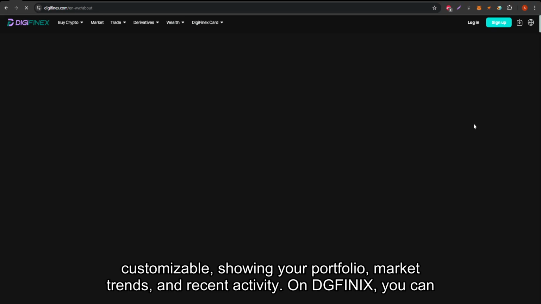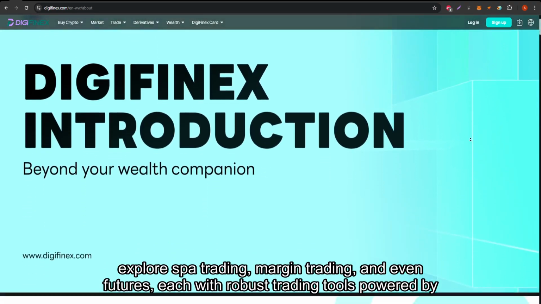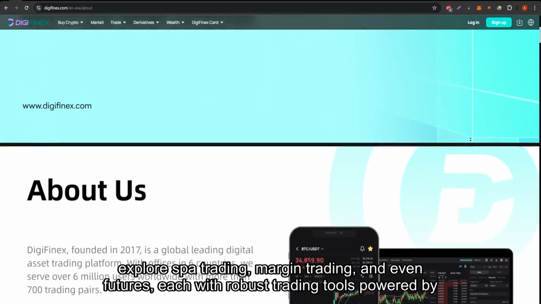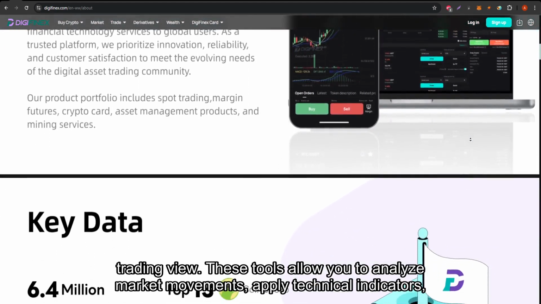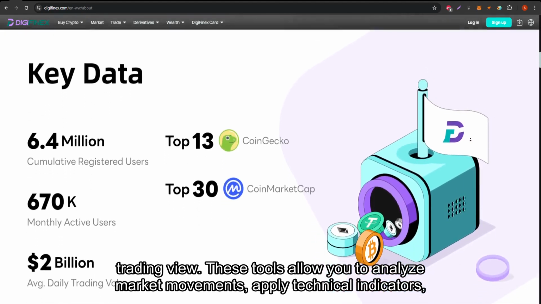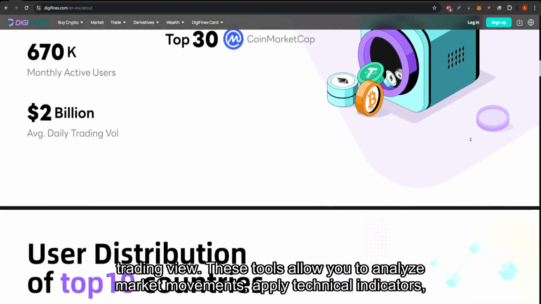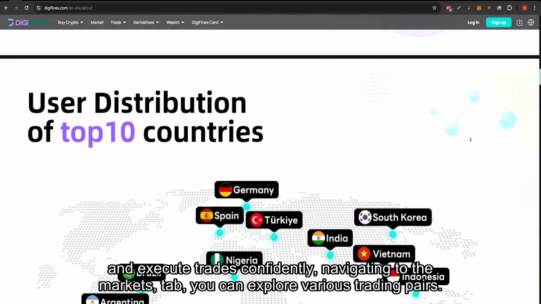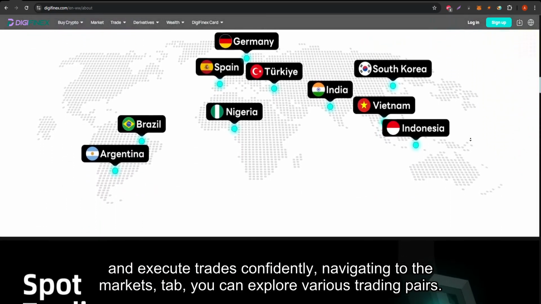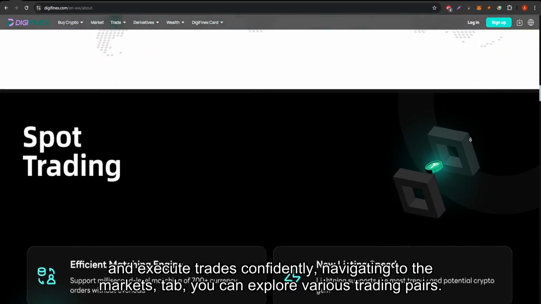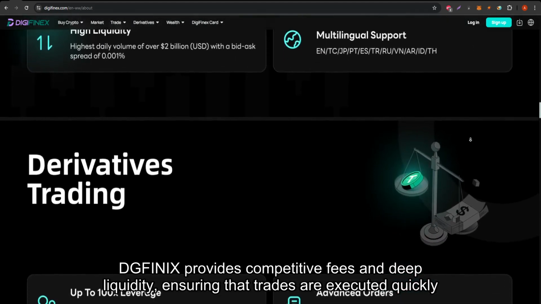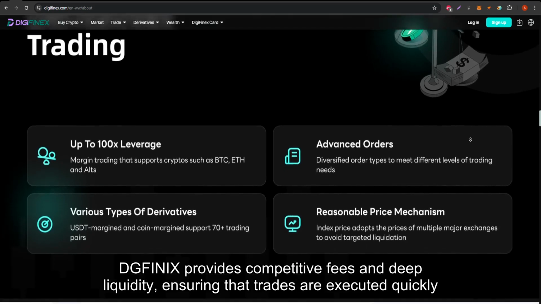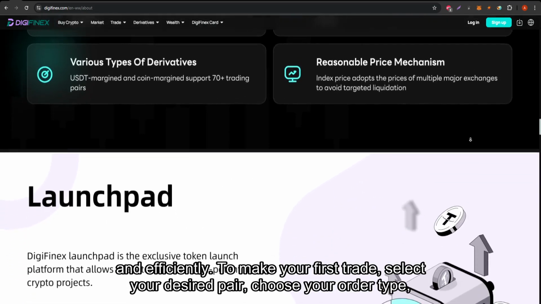On DigiFinex, you can explore spot trading, margin trading, and even futures, each with robust charting tools powered by TradingView. These tools allow you to analyze market movements, apply technical indicators, and execute trades confidently. Navigating to the Markets tab, you can explore various trading pairs. DigiFinex provides competitive fees and deep liquidity, ensuring that trades are executed quickly and efficiently.